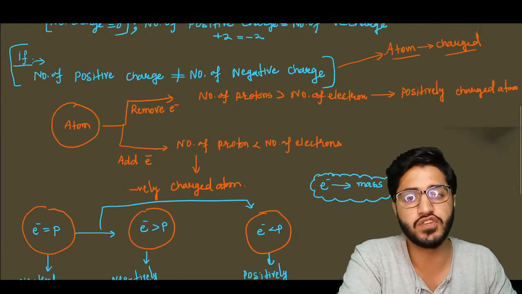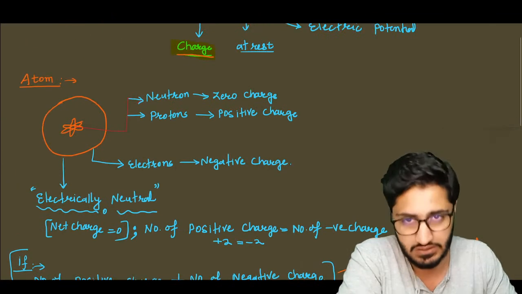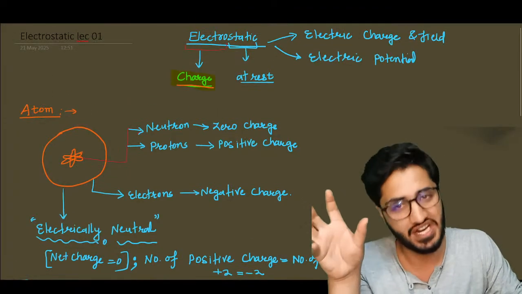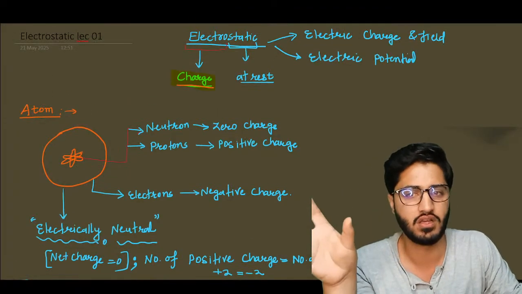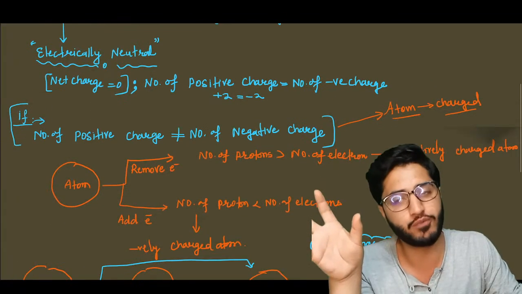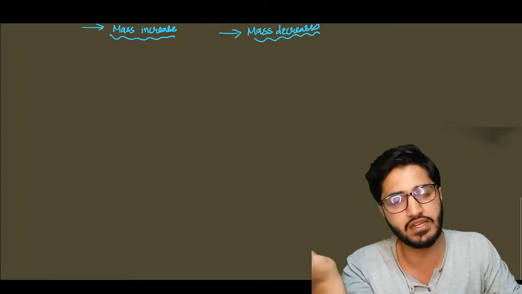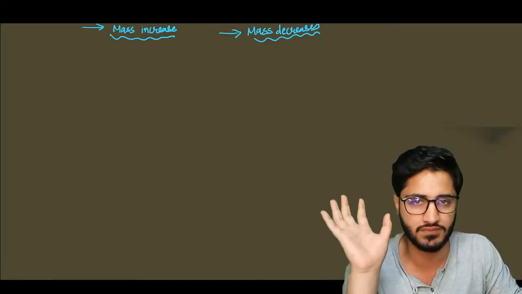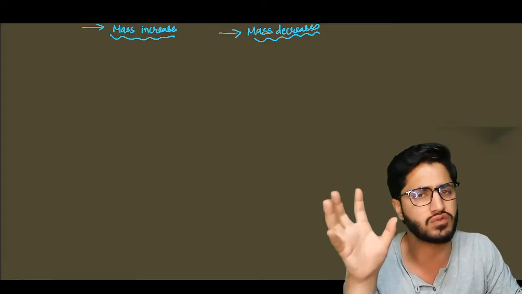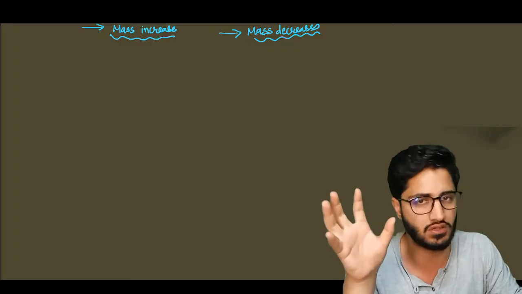So that means we now know what basically charges are, how we can make a body positively charged and how we can make a body negatively charged, how mass will increase, how mass will decrease. We know it now. So we can now give the answer to all these questions. Okay.